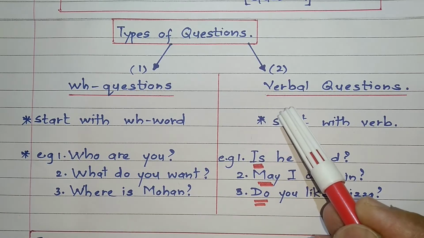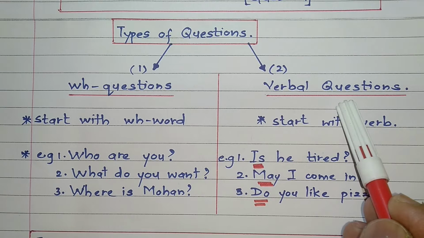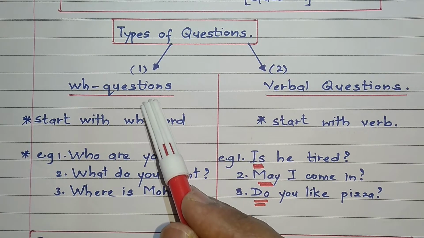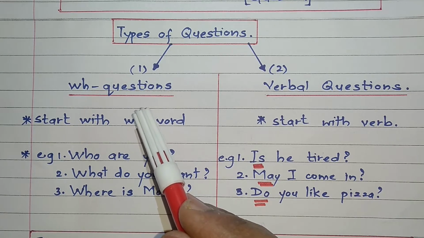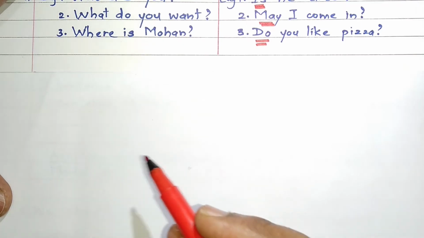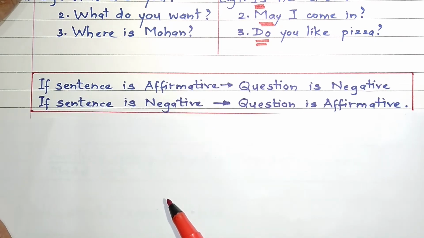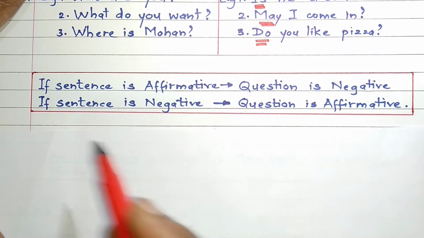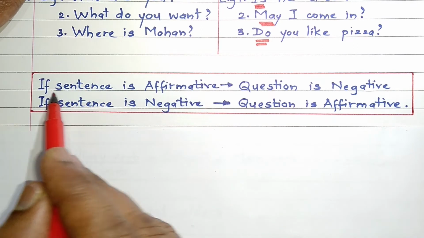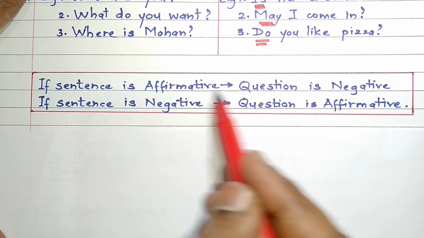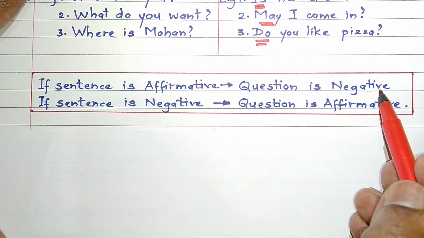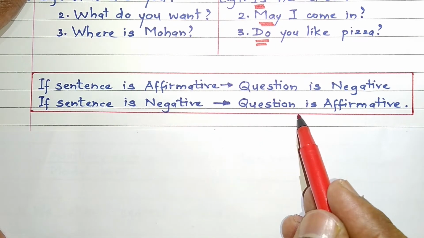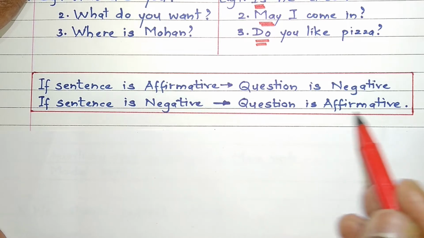In this video, we will learn how to frame verbal questions. Framing a WH type of question is taken up in another video. Now friends, let's understand the two very important rules of making a sentence an interrogative sentence. First rule, if the sentence is affirmative, then our question is negative. And if the sentence is negative, then our question, that is our interrogative sentence, is affirmative.